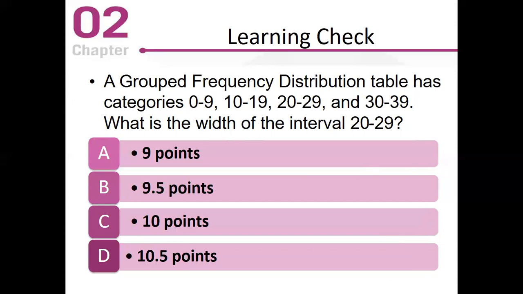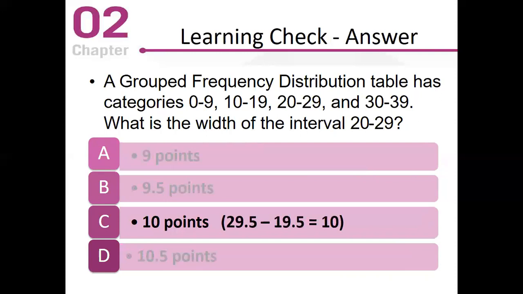Now, it might be really tempting to say, oh, duh, it's 9 points. But that's not the answer. It's 10 points because we need to consider the real limits of the interval. The upper real limit is 29.5. Anybody below 29.5 has been put in the 29 category, and 19.5 is the lower limit. If you scored a 19.5, you are getting scored as a 20. So this actually encompasses 10 full points. Just remember you have to keep into account the rounding, and that's going to be important for graphing data.